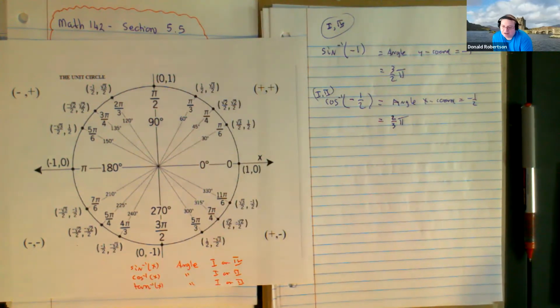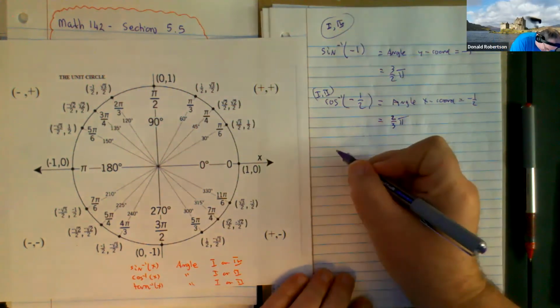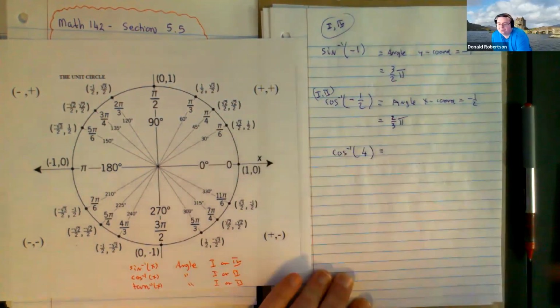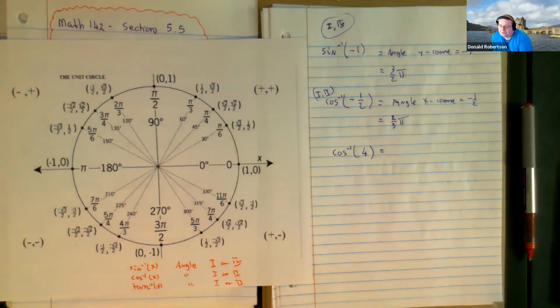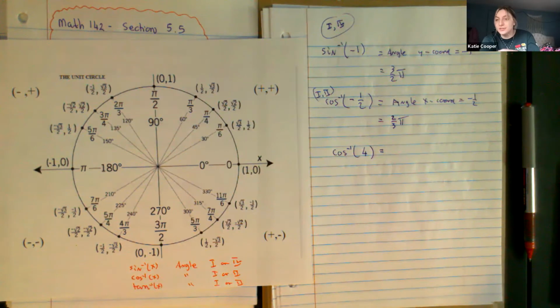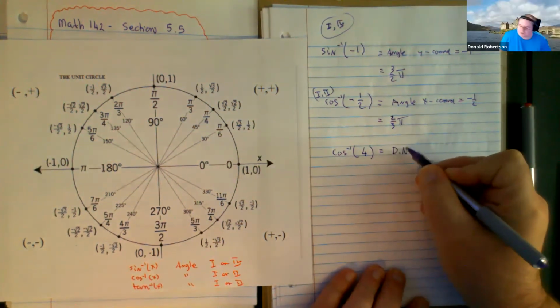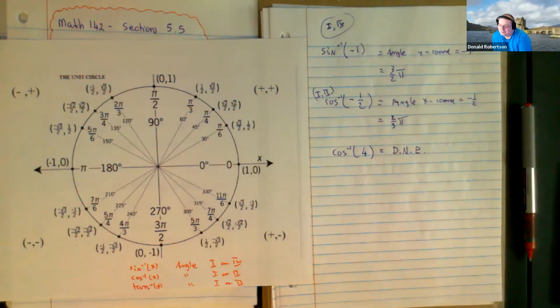And now I'm going to hit you with a trick question. I'm warning you, it's a trick question. What is the answer to the inverse cosine of 4? It is undefined because you can't go past 1. So does not exist is what you write there, right? Great.